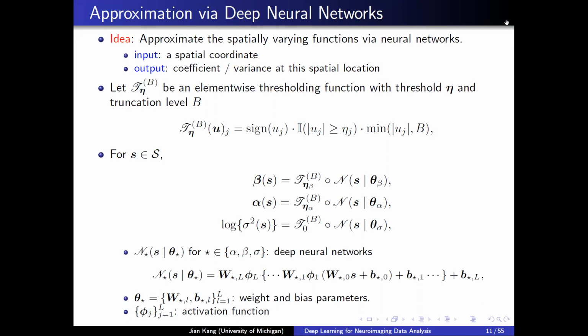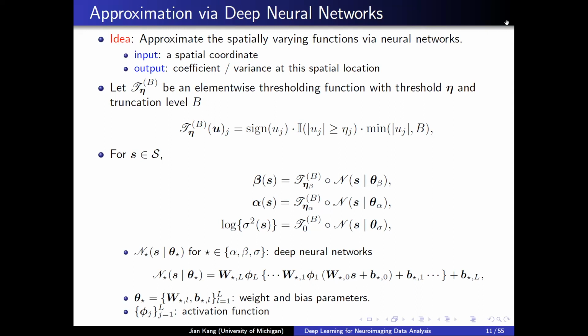input just spatial coordinates. If you do a 2D image, that's only x, y. If you do a 3D image, it will be x, y, z. And if you do spatial temporal, you have x, y, z, and the time points. So the input dimension is very small here. It's not a very large input dimension. But the output here is the coefficients in the model.